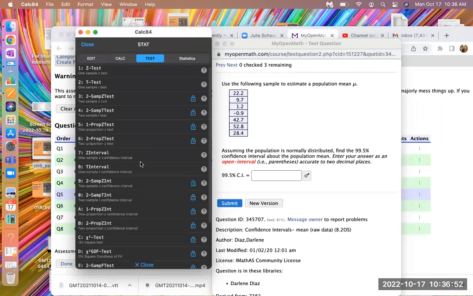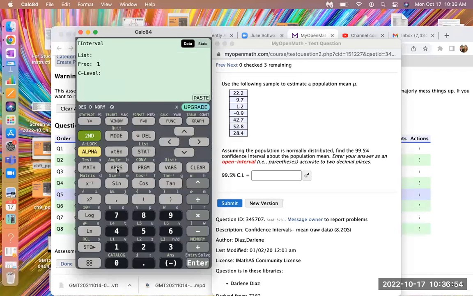Okay, now I go to stats, I go to tests, and now I want to go to T interval. So it asks me, where's your list? And so I put it in L1. So I go second one to get this L1 to go in there. And there is no frequency, and the confidence level they're saying is 99.5. And I always put that percentage as a decimal. So I move the decimal twice to the left. So it's 0.995.